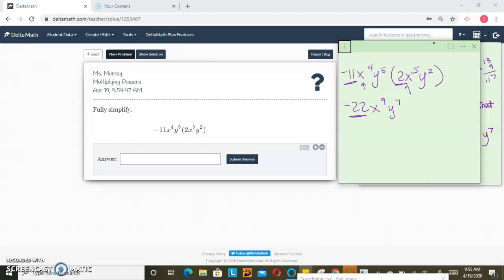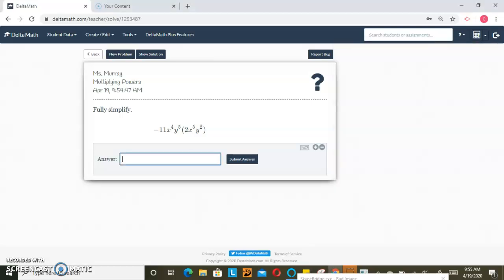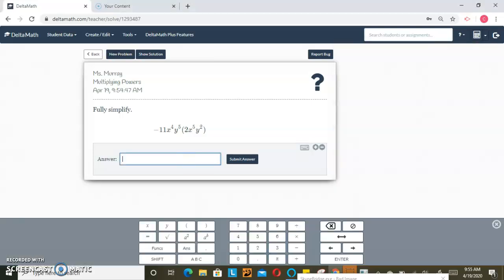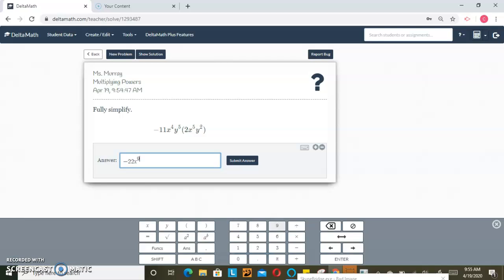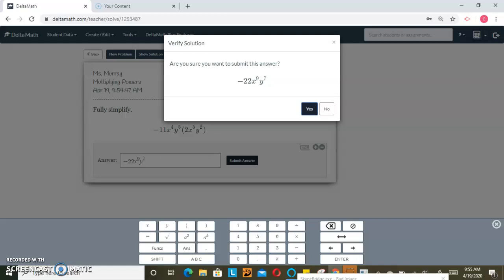I added my exponents on my x, so I keep the base of x, and I add 4 plus 5 to get 9. And then on my y's, I keep my y the same and add 5 plus 2 to get 7. So I have negative 22 x to the 9th power, get out of my exponent, y to the 7th power. Oh, didn't write my exponent. There we go. So always double check you're in the exponent when you're supposed to be. You're on the ground, so to say, on the other ones.